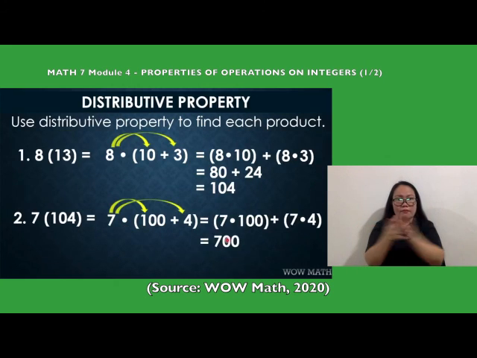Okay, so let us solve. 7 times 100, that is 700. And 7 times 4, that is 28. So we have 728. 7 times 104 is equal to 728.